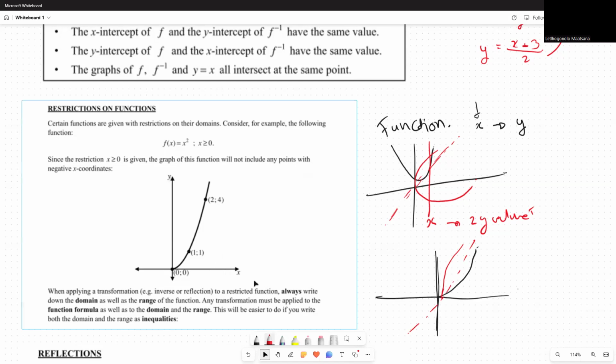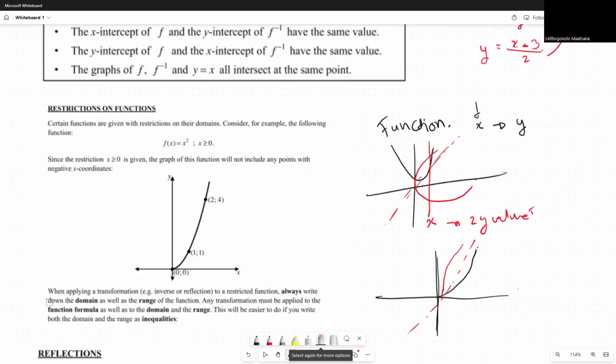Things that we also need to be aware of is that the domain of our function will become the range of the inverse, and the range of our function will become the domain for our inverse.